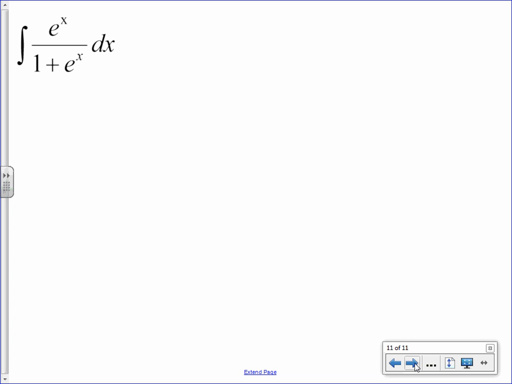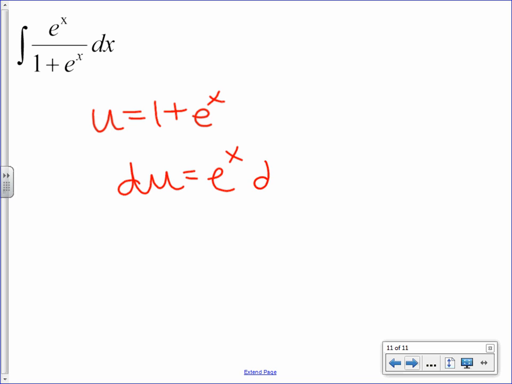We have a function 1 over x, right? And 1 plus e to the x. If we let u be 1 plus e to the x, what's du? It's e to the x dx, which we have right there. So we could rewrite our integral as 1 over u du. So can we do that with anything with a denominator?